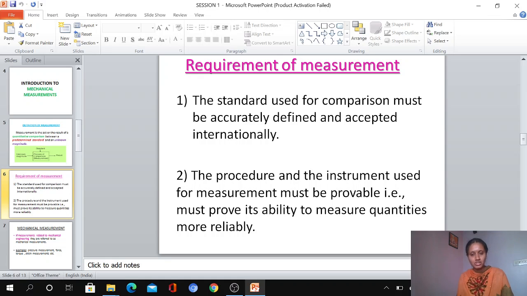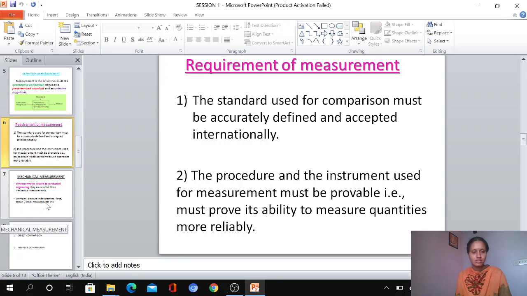Okay. See, the procedure and the instrument used for measurement must be provable. So if we have a scale, normal scale, everyone knows. When we take the vernier caliper, what is the least count and how do we need to take the measurement using the vernier caliper? It should be known to everyone. So that is the procedure. That procedure should be known to everyone and the instrument should give accurate results. It should be more reliable.